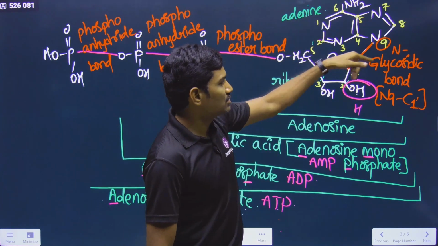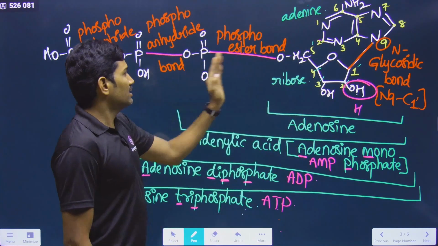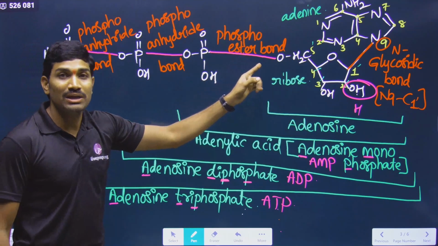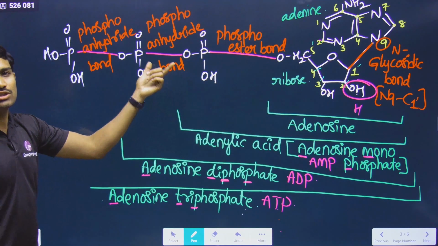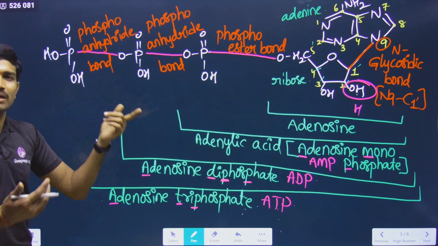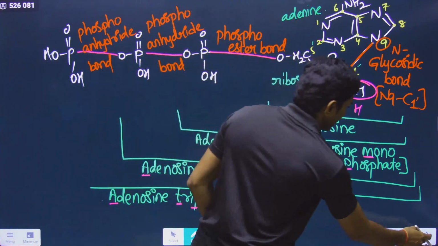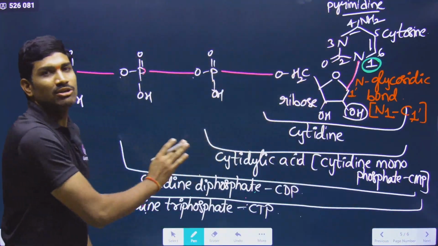Between nitrogenous base and sugar, N-glycosidic bond. Between sugar and first phosphate, phosphoester bond. Between two phosphates, it is phospho-N-hydride bond. Here also it is phospho-N-hydride bond. The same names are written even for pyrimidine also.